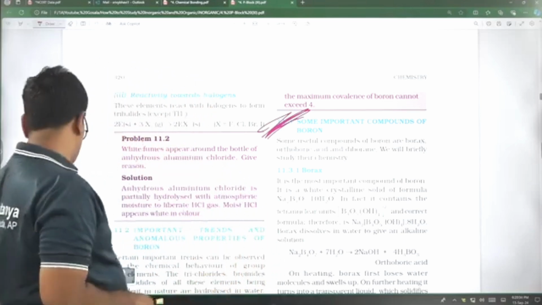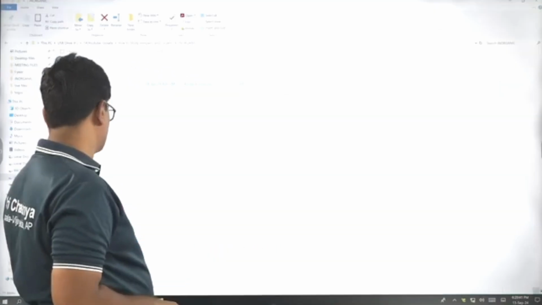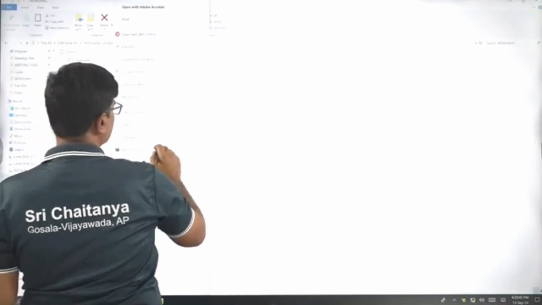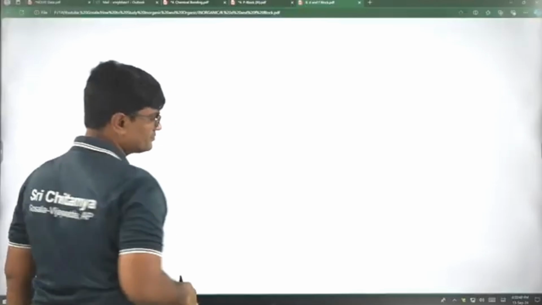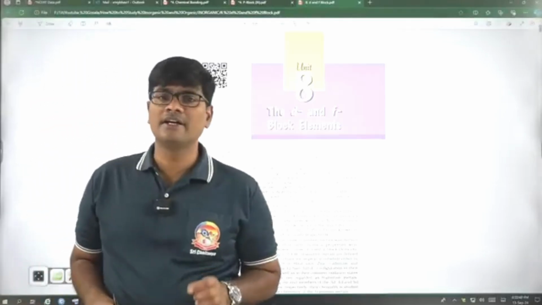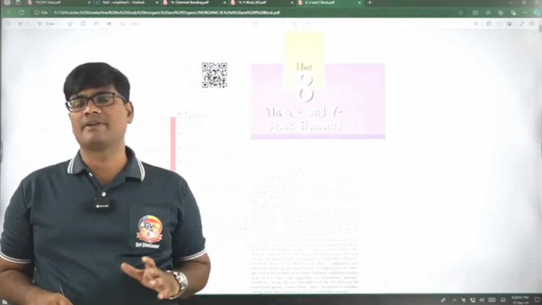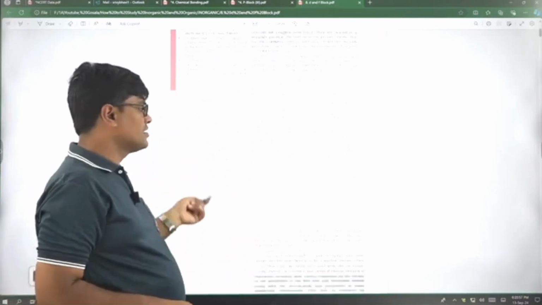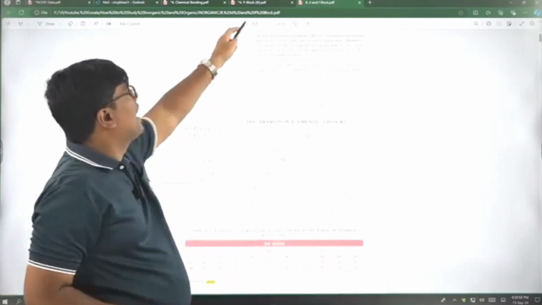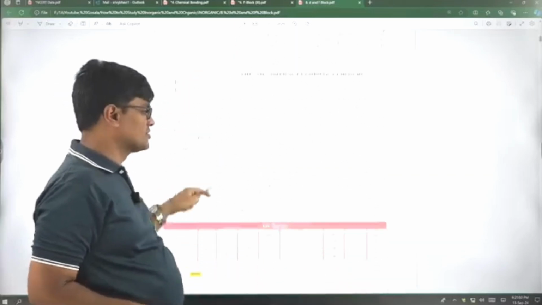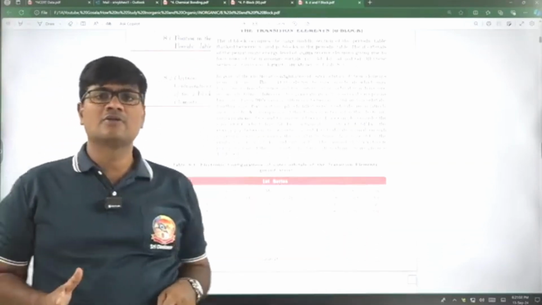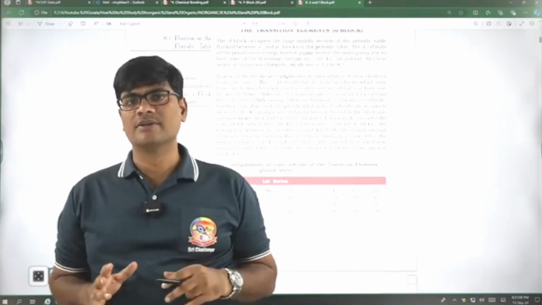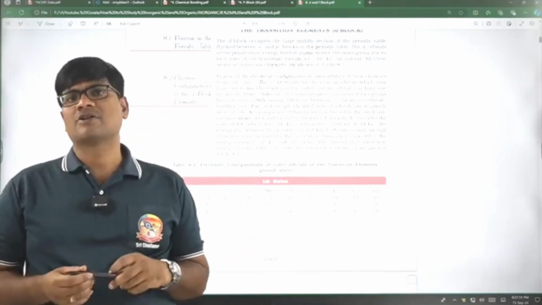After P block of 11th class and 12th class, the next important chapter is obviously the D block and F block. In case of D and F block elements, it is very important that each and every line in NCERT is important, and from these lines you can make short notes. Usually we do give the short notes to the students. If you are preparing your own notes also, it is good. In classroom obviously we do give the short notes.